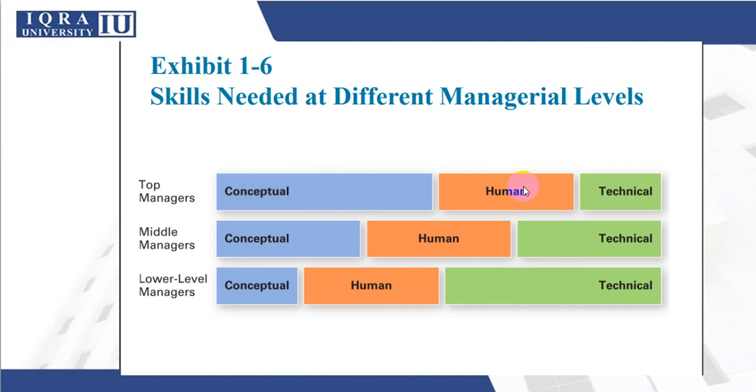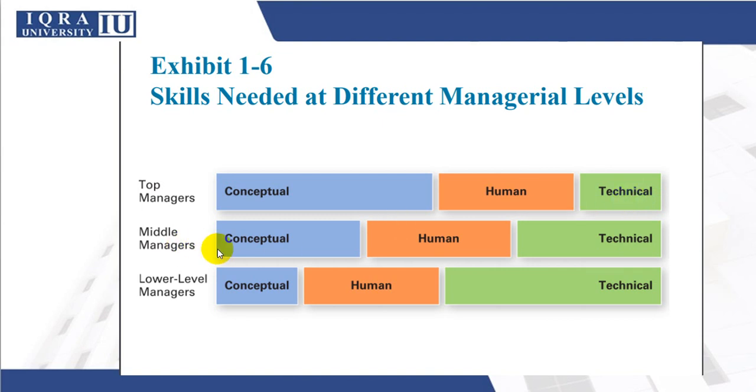Then second is human skills, as they have to interact, they have to communicate with the organization's people, managers. So they must have communication skill. That's why we are considering it as human interaction skill. And then the last one is technical, as they are not directly involved in the organization's procedures and practices. So that's why they least require technical.